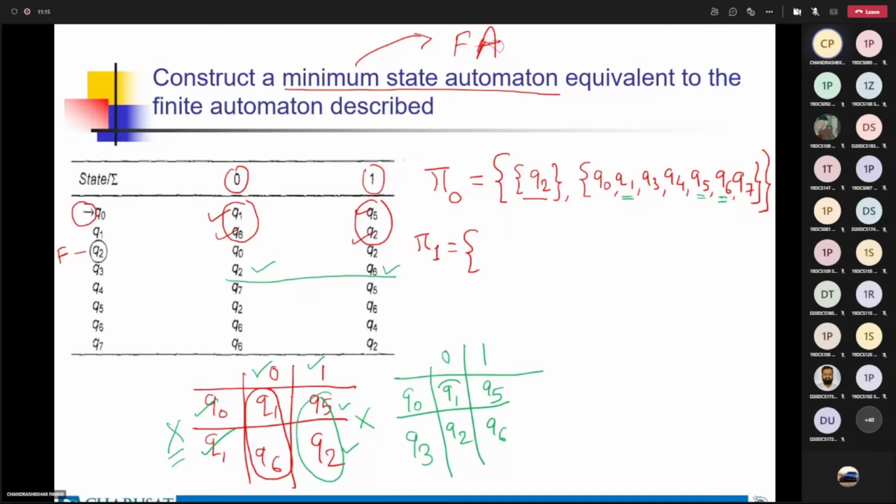Now we have to check this thing. Are Q1 and Q2 within the one set? No. Q1 is here, Q2 is here. They are within the different set. No need to check the next. So they are not equivalent. Next, again we have to check for the Q0 and Q4.